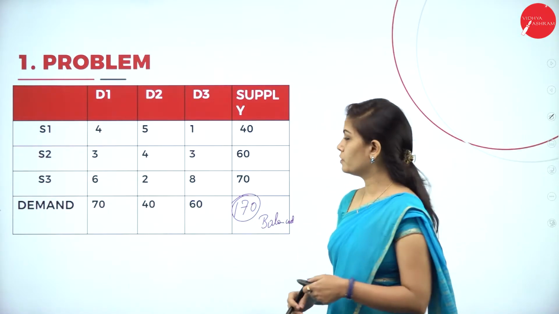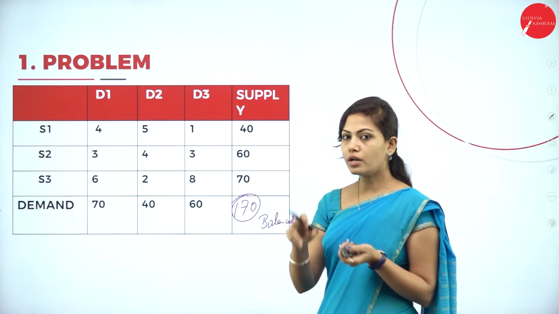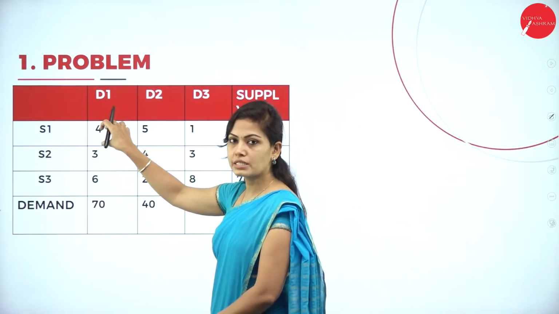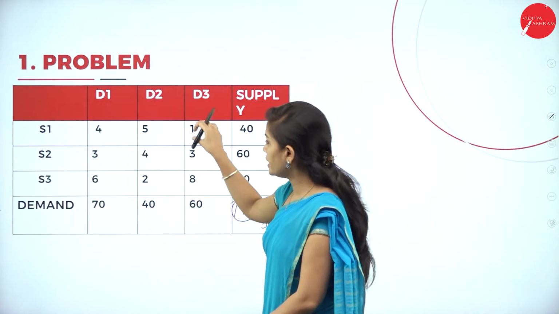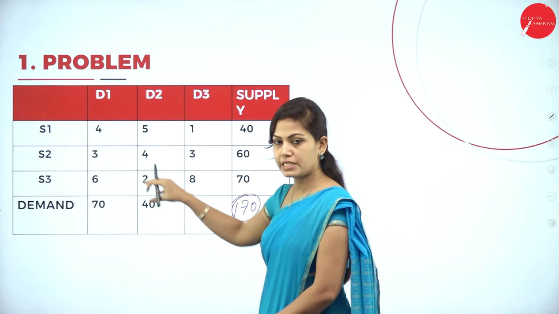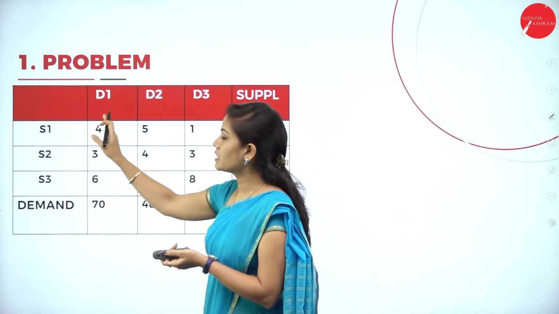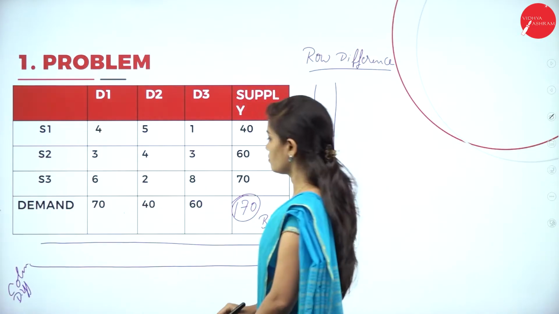Next I can move further. So what is the next step? In the northwest corner method, we select the north cell, and in the least cost method, we select the least value out of these cells. In the northwest method, we select the northwest corner cell for finding the basic feasible solution.